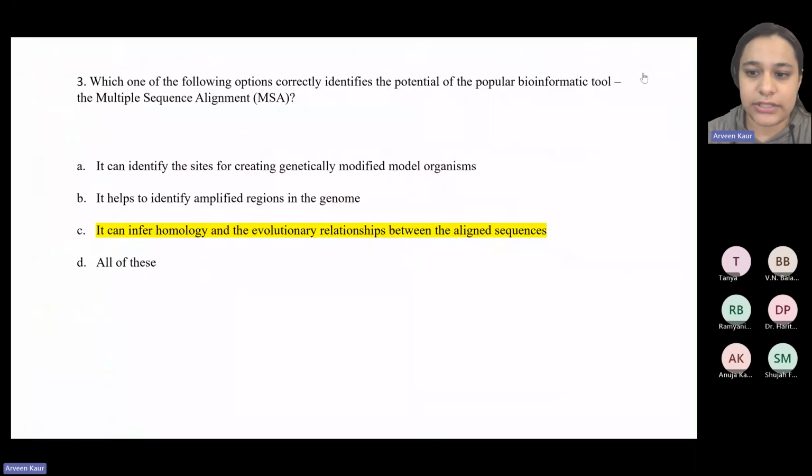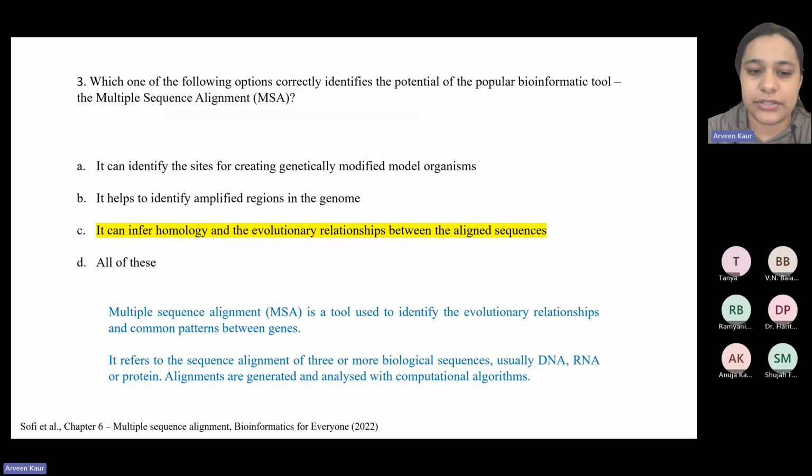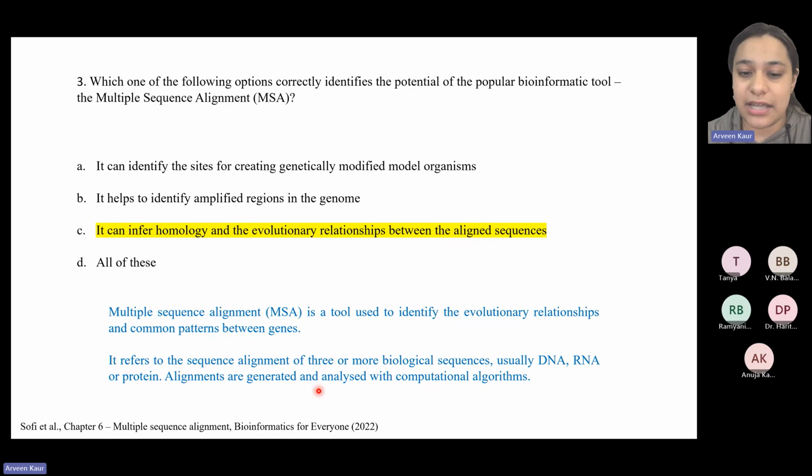So we were on this question and we had basically found the answer. But in relation to this, I would like to discuss a little more about multiple sequence alignment and phylogenetics. Multiple sequence alignment is a tool used to identify evolutionary relationships and common patterns between genes. It refers to the alignment of three or more biological sequences, usually DNA, RNA, or protein. It can align proteins with proteins or DNAs with DNAs across multiple species, and alignments are generated and analyzed with computer algorithms.